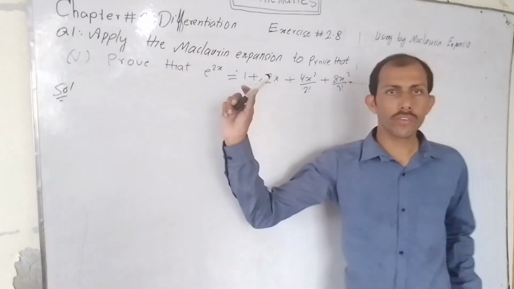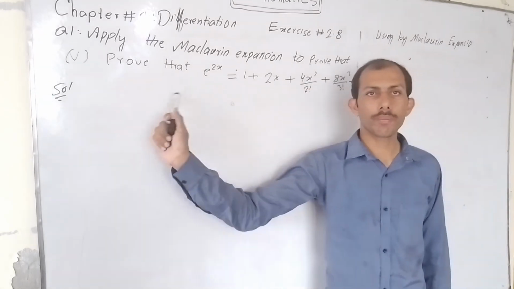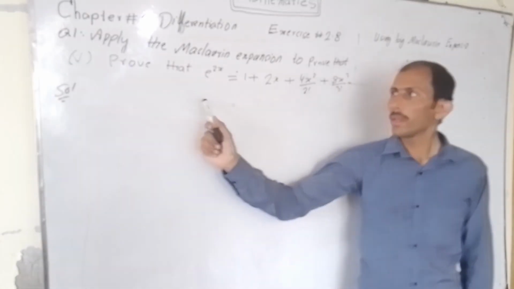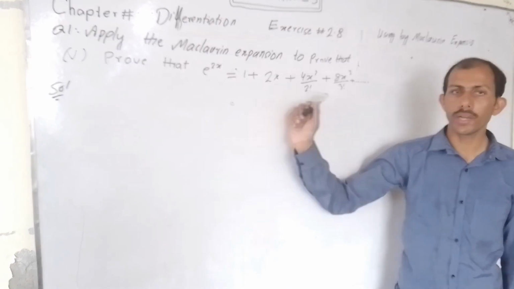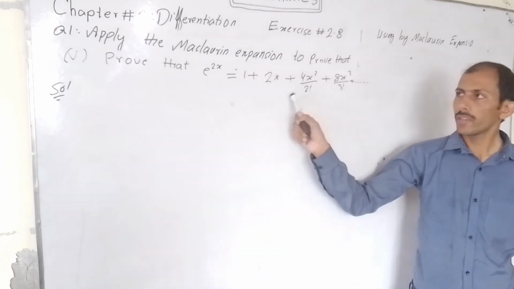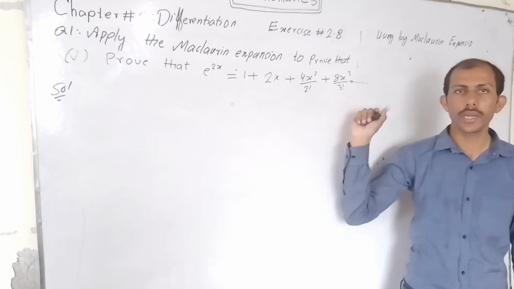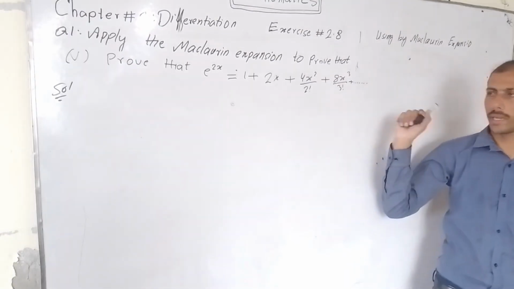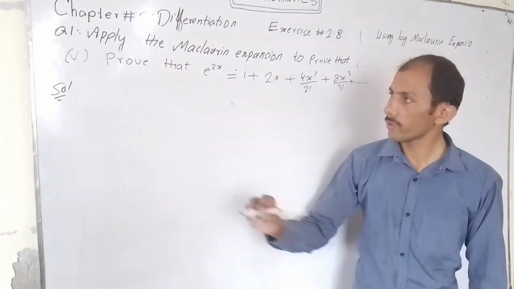Next question number 1, proof number 5, that is most important from the paper's point of view. Prove that e power 2x is equal to 1 plus 2x plus 4x square divided by 2 factorial plus 8x cube divided by 3 factorial plus up to so on. First of all, let's pause.